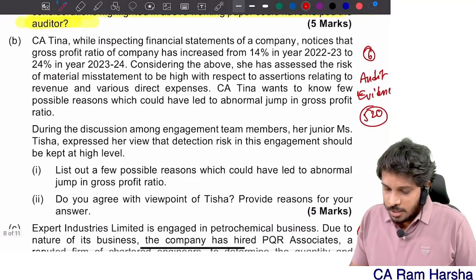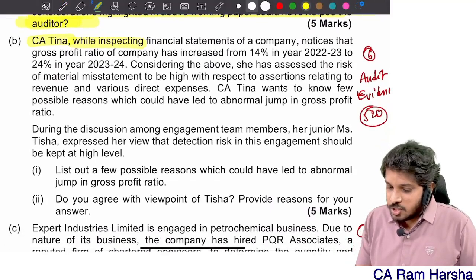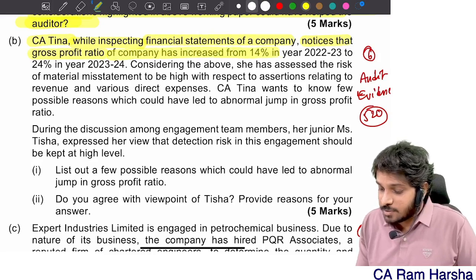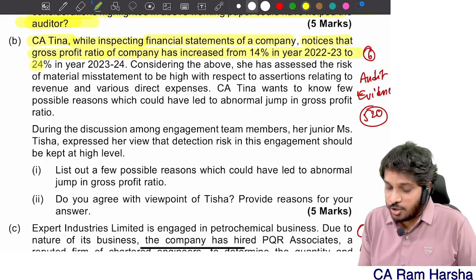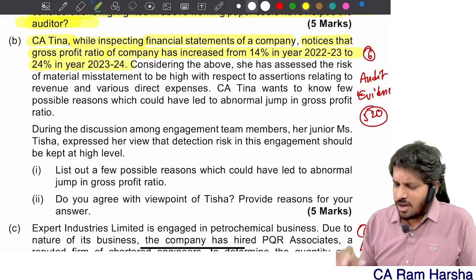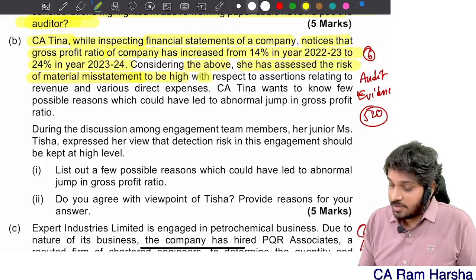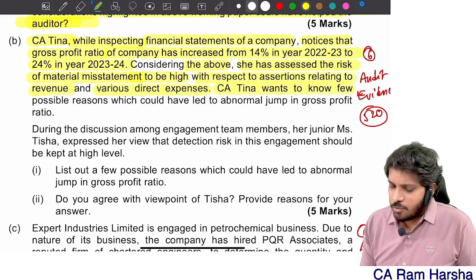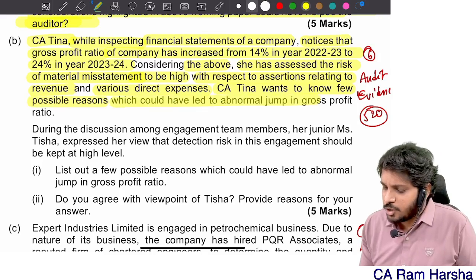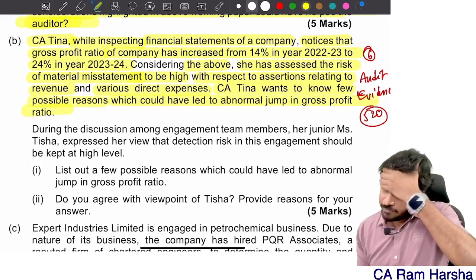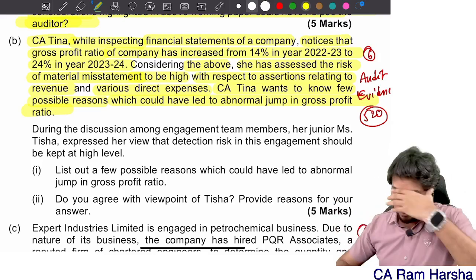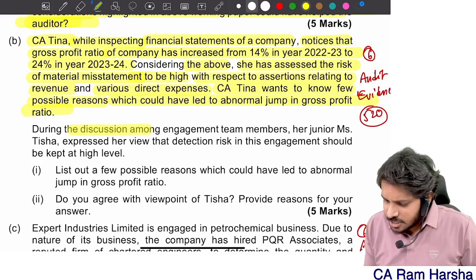Next, Tina, while inspecting financials of the company, notices that the gross profit ratio of the company increased from 14% in 2023 to 24%. Considering the above, she has assessed the risk of material misstatement to be high with respect to assertions relating to revenue and direct expenses. Tina wants to know a few possible reasons which could have led to the abnormal jump in gross profit ratio. Suddenly, how come gross profit increases from 14% to 24%? Discuss.